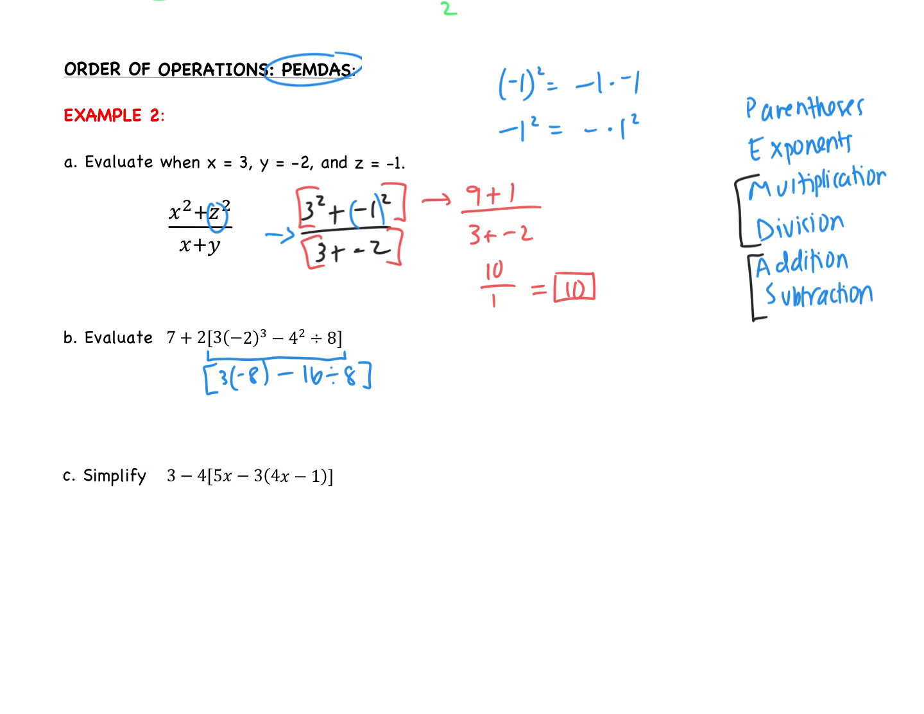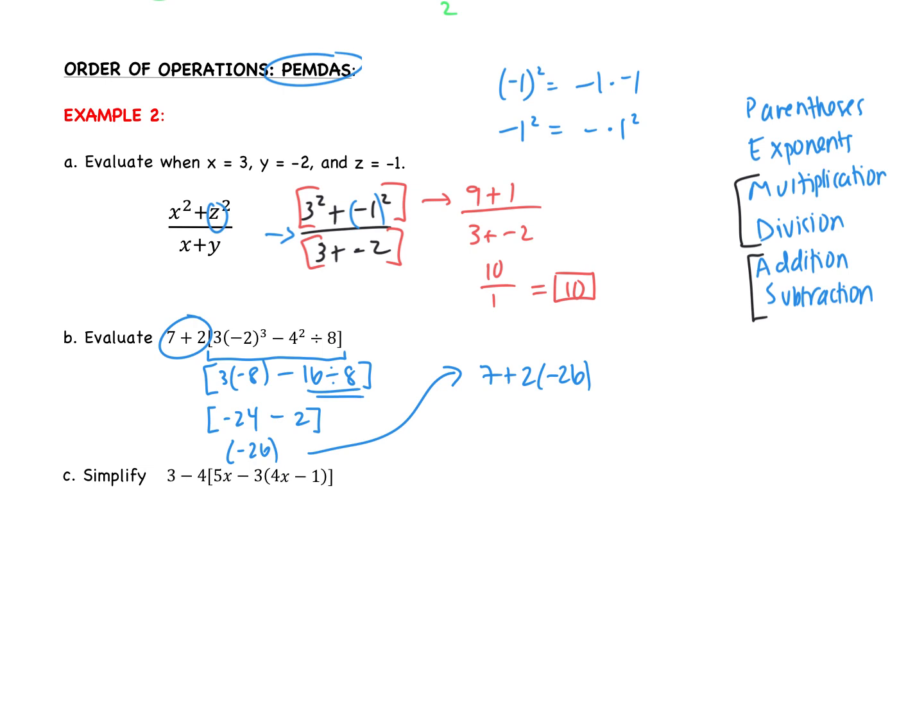Okay, so now we said multiplication and division. We're going in order. So first thing that happens is that 3 times -8, which is -24. Then we have 16 divided by 8 is 2. So when we subtract them, it gives us -26. Remember, though, we still have the 7 plus 2 to deal with. Because multiplication and division have to come first before your addition and subtraction.